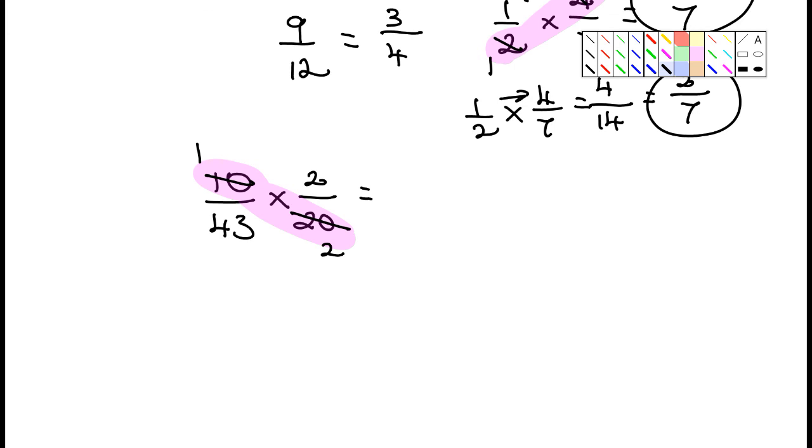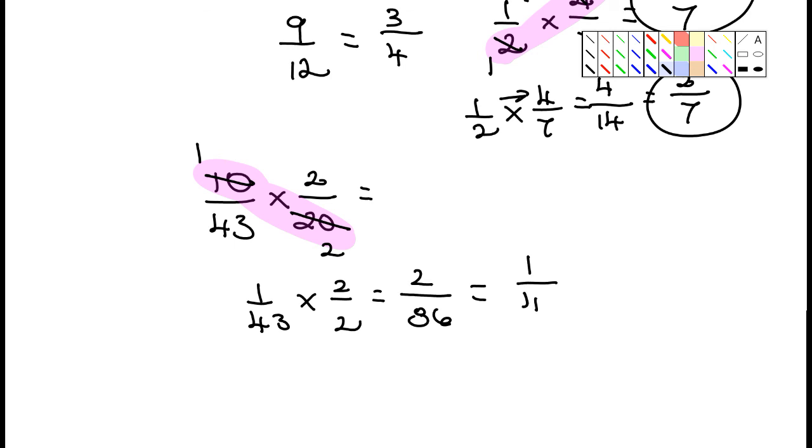Now what do I have? Now I have 1 over 43 times 2 over 2. Okay? 1 times 2 is 2. 2 times 43 is 86. That can be reduced further. What's half of 86? 1 over 43.